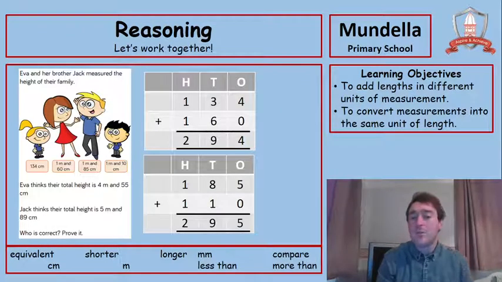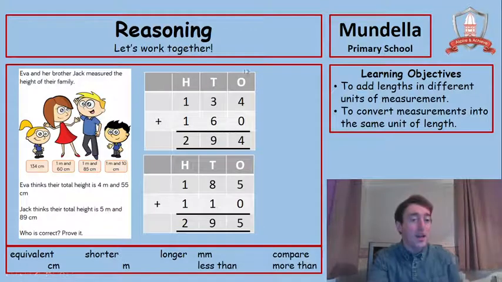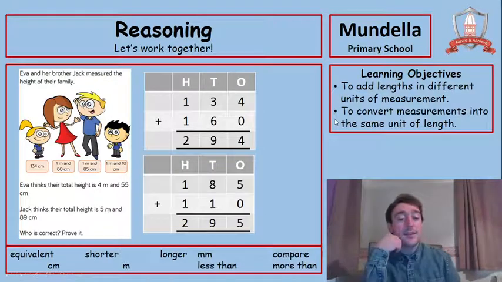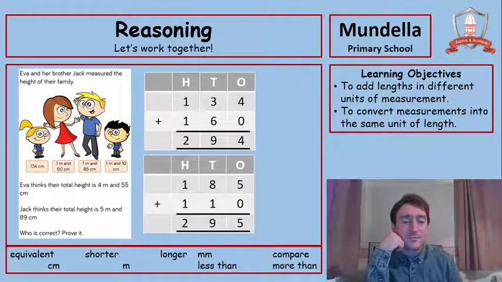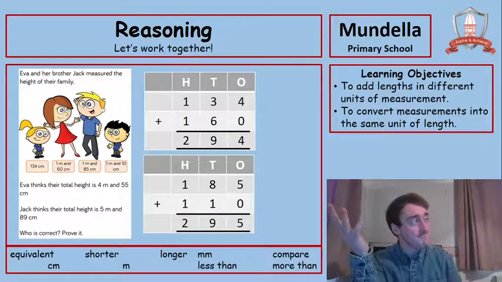Okay, let's work together for our first reasoning question. Look, we've got another column here from last time. We've got the hundreds column. So we've got hundreds, tens, and ones. Let's look at what we have to do. Eva and her brother Jack measured the height of their family. Here are the different heights. They look a little crazy, don't they? Eva thinks their total height is 4 metres and 55 centimetres. Jack thinks their total height is 5 metres and 89 centimetres. Who is correct? Prove it.